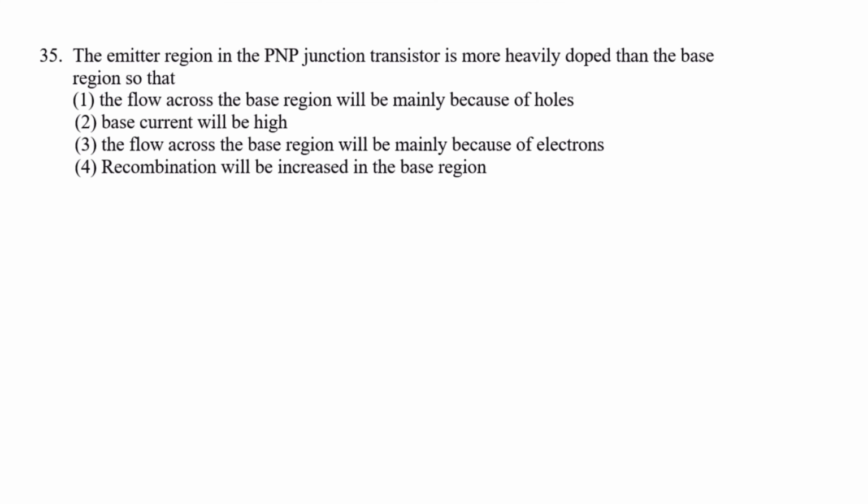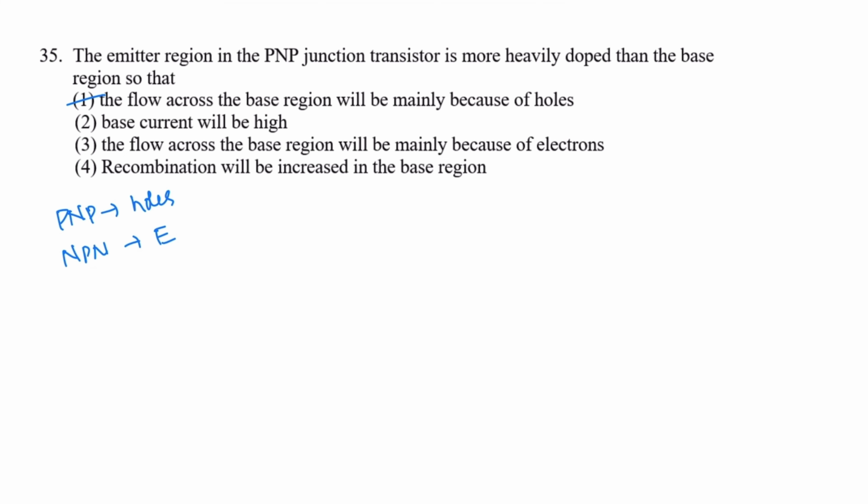so that the flow across the base region is mainly due to holes. The emitter of a PNP transistor is more heavily doped than the base, so that current flow across the base region is mainly due to holes. Similarly, for an NPN transistor, the emitter region is more heavily doped than the base, so that current flow across the base region is mainly due to electrons.